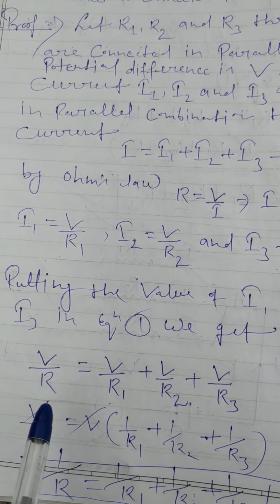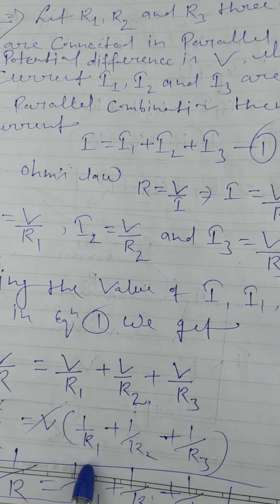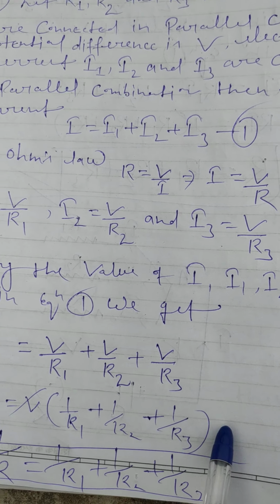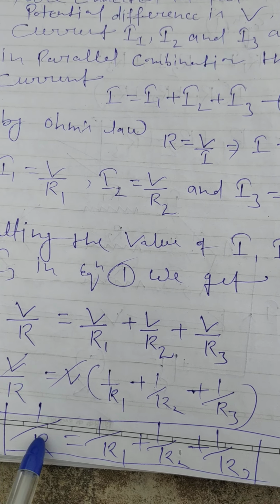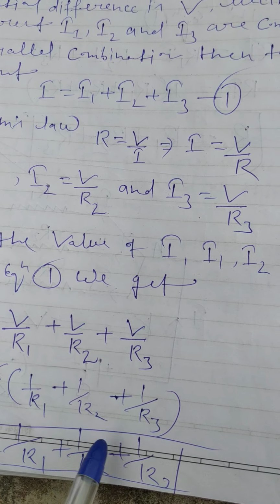On the right side V is common. V upon R equals V times (1 upon R1 plus 1 upon R2 plus 1 upon R3). V we cancel. 1 upon R equals 1 upon R1 plus 1 upon R2 plus 1 upon R3.